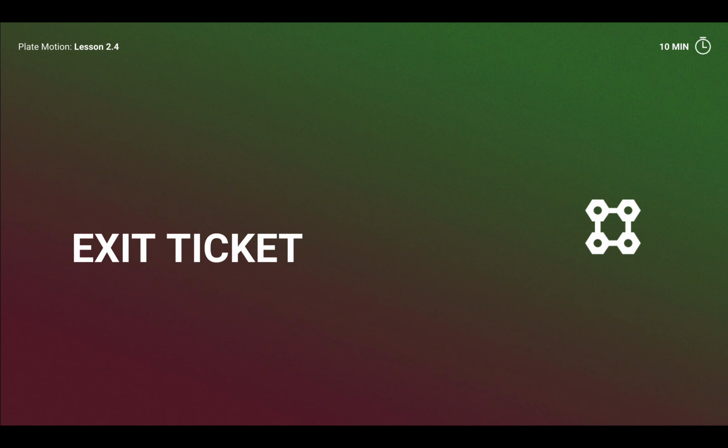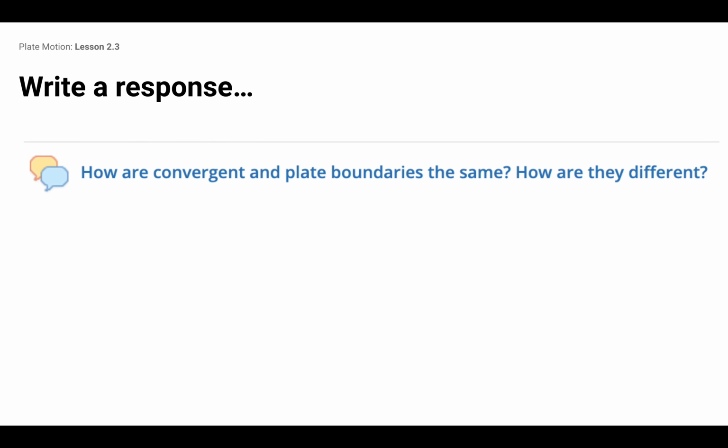Lastly, we've got an exit ticket. The exit ticket is to write a response to a digital thread on Schoology. And the question is it's 2 parts. So make sure that you answer both parts. First of all, how are convergent and, that should say divergent, plate boundaries the same? And then tell me how they're different. How are they the same and how are they different? Please do not say one is this and the other is this. You need to tell me which one is which. Okay, this is a way for you to review what you've learned and make sure that you understand what you're talking about.